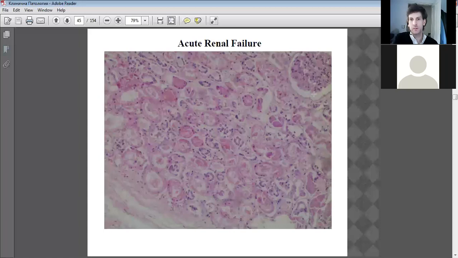So the patient is able to filter if we assume that the glomerulus is fine. But once the filtrate gets into the tubule, the patient's unable to deal with the filtrate. If you get what I mean. See? Yeah. Very good.